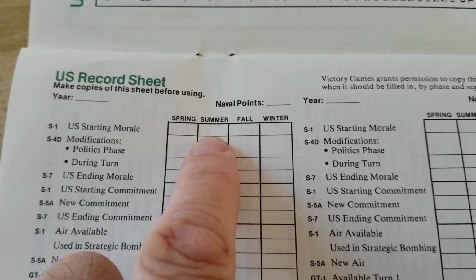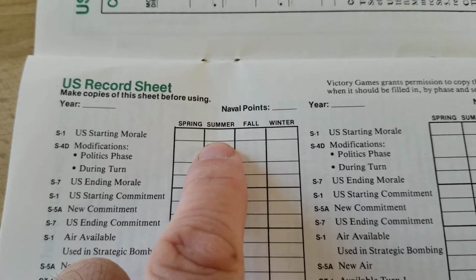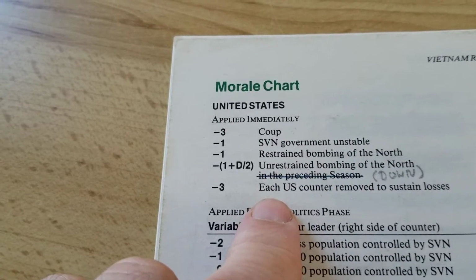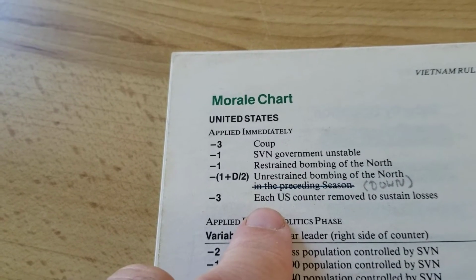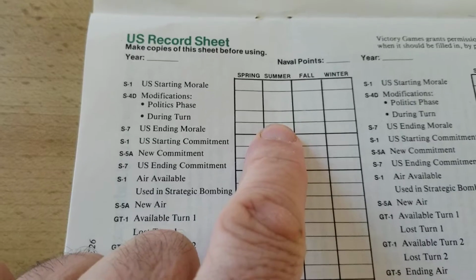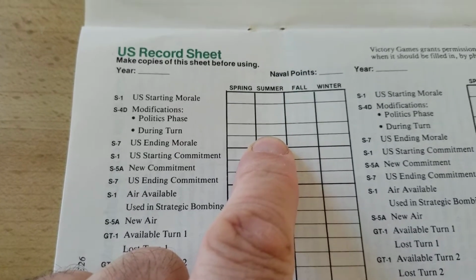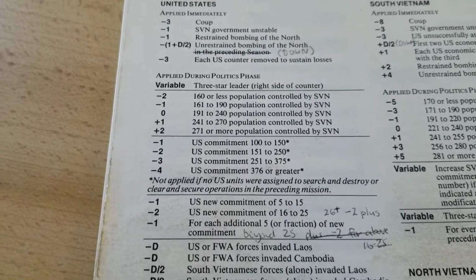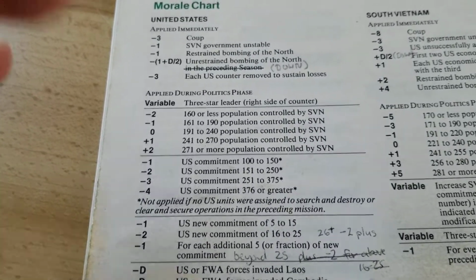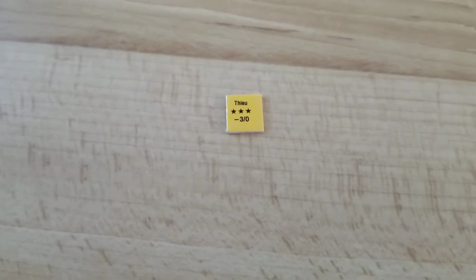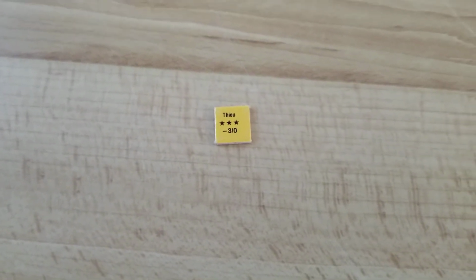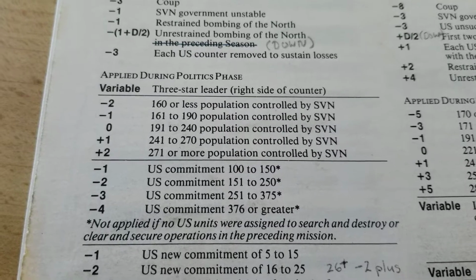At the beginning of the game, U.S. morale is 20. There are certain effects that are applied immediately, say bombing the North, or a coup in South Vietnam. Those are recorded here during turn. Certain effects are applied during the political phase, which is where we are now. The 3-star leader, General Thieu, has no impact on U.S. morale, the number to the right of the slash.